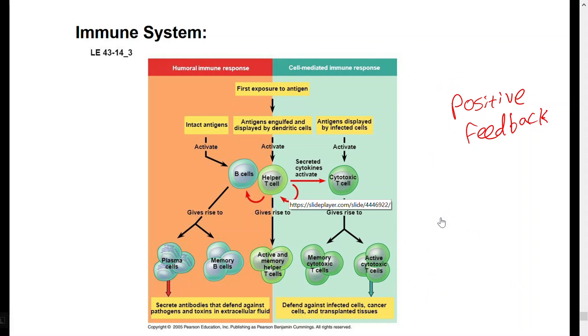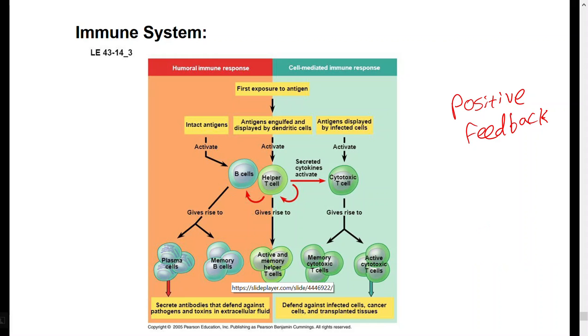So a helper T cell gets activated and will activate more helper T cells, which will each activate more helper T cells, which will each activate more helper T cells. And so it's positive feedback, and then all of those helper T cells will activate these B cells and the cytotoxic T cells. And so the B cells then can split into one of two things: plasma cells, right, which are going to secrete antibodies. They're going to release the antibodies. Antibodies are what kills antigens, right? Antibodies get rid of antigens. And our whole thing is getting rid of the antigen, getting rid of that disease, right?